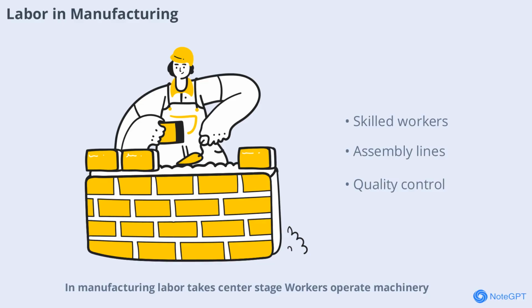In manufacturing, labor takes center stage. Workers operate machinery, assemble products, and ensure quality control. Their skills and experience can make a significant difference in productivity and the final product's quality. Training and education are key to maximizing the potential of labor in this sector. As we move on, we'll explore how capital investments can further enhance manufacturing processes.